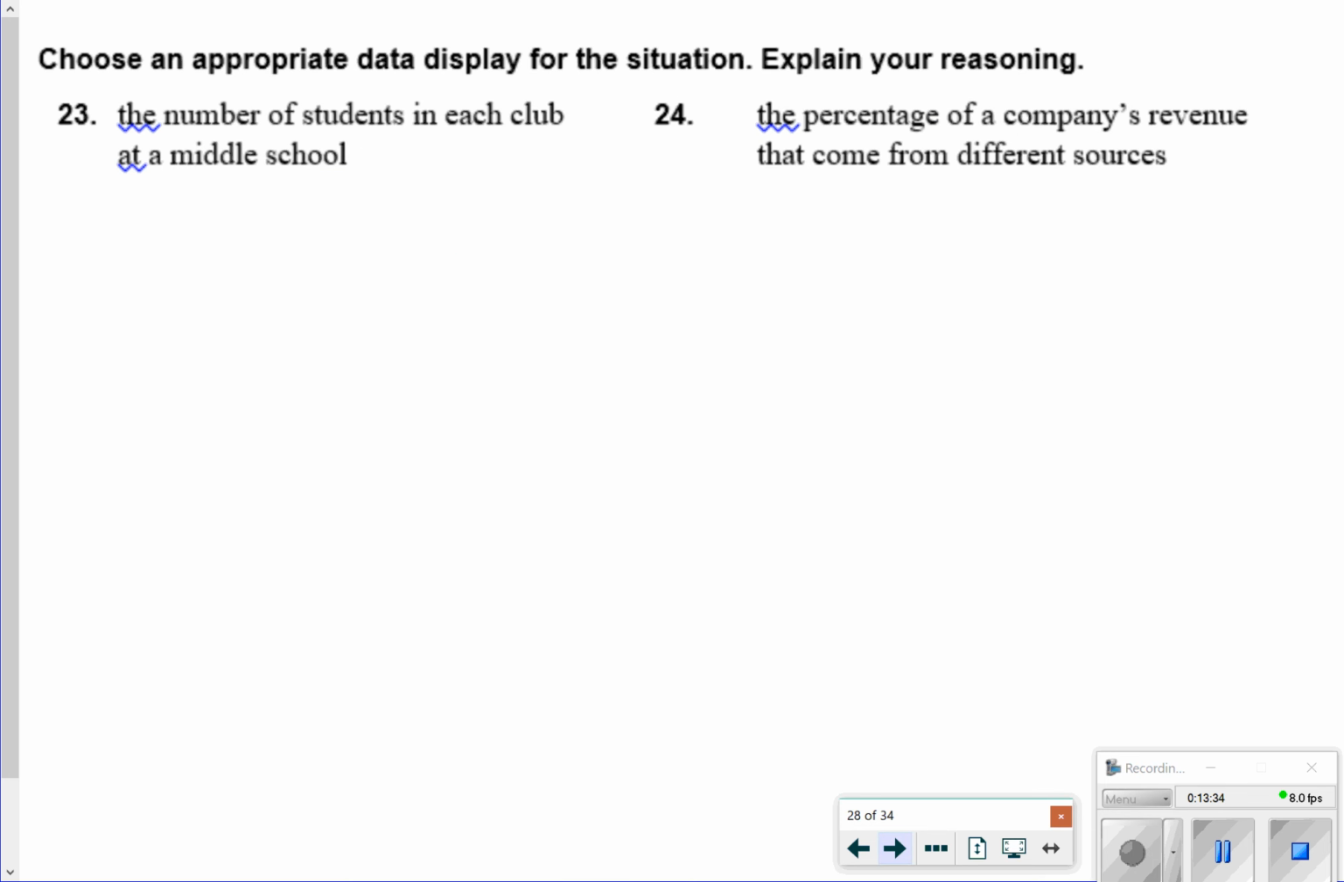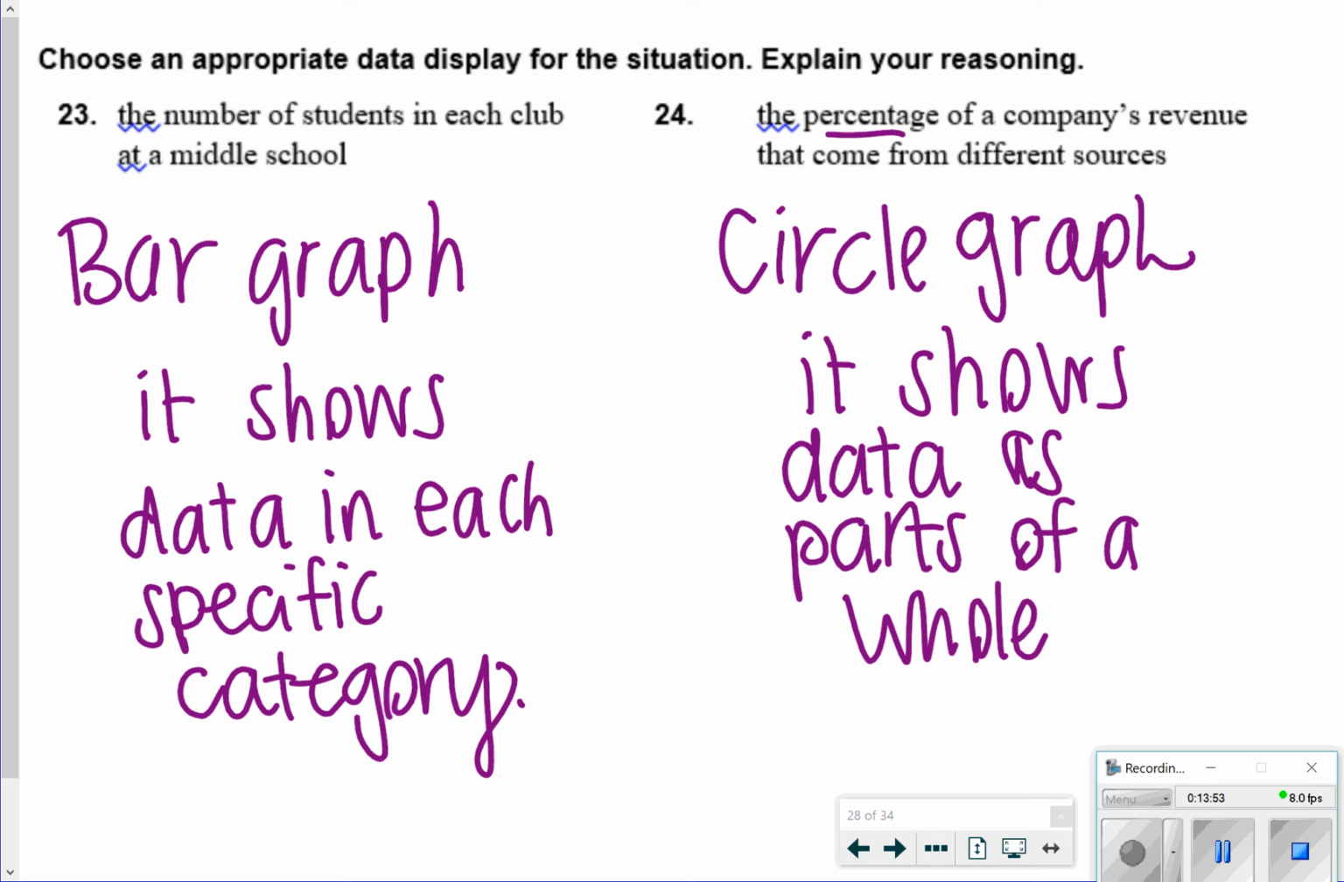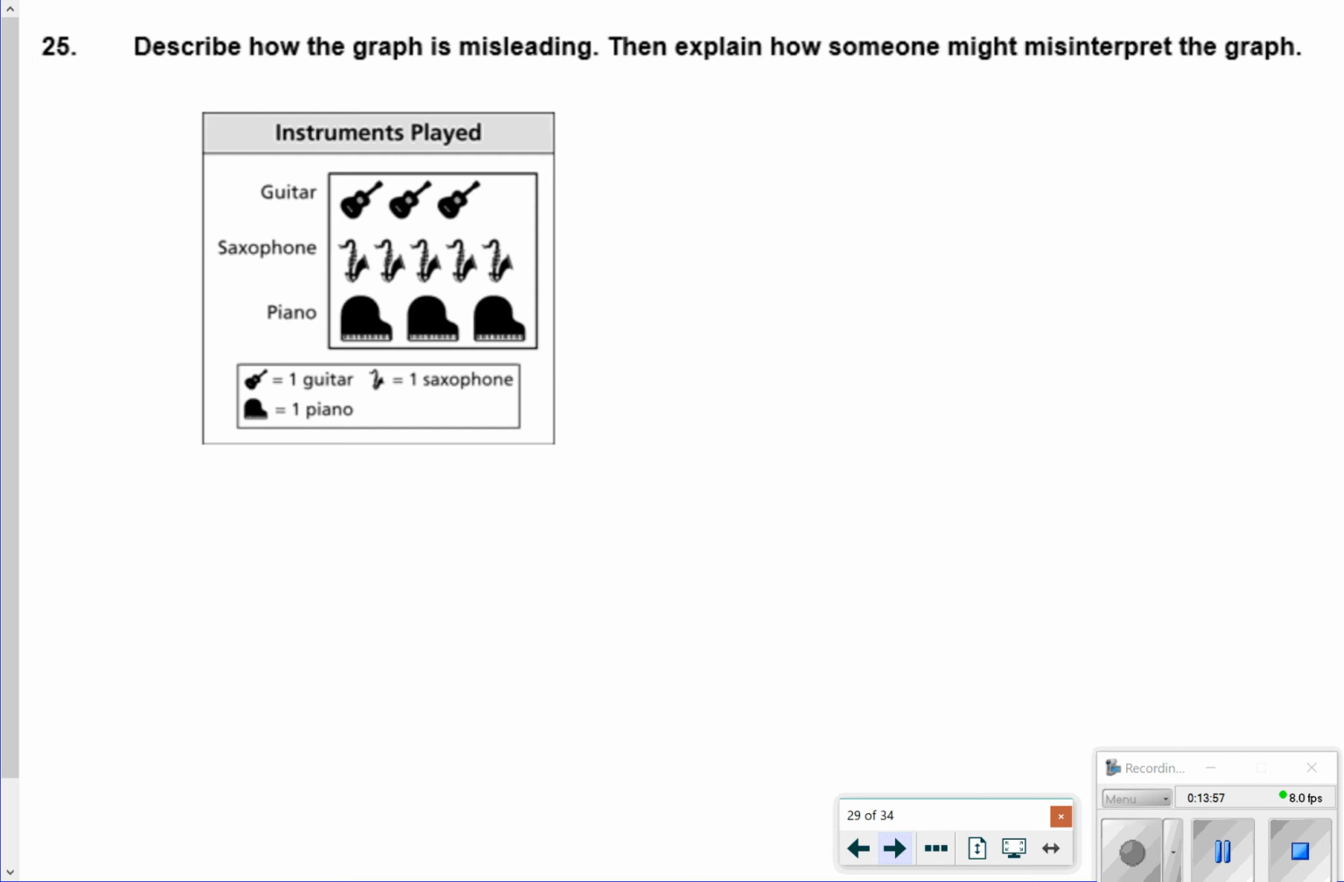For number 23, we're just trying to figure out what appropriate data display would be good for the situation. When you're talking about the number of students in each club in the middle school, that would be a bar graph because it shows data in each specific category. Number 24 should have been really easy because it talks about percentages, and normally when we use percentages, we see them on a circle graph because it's showing data as parts of a whole.